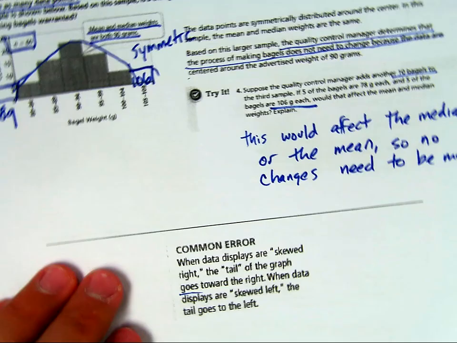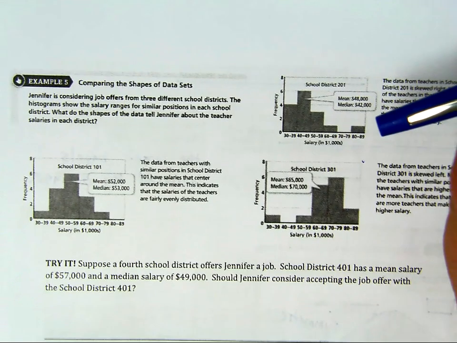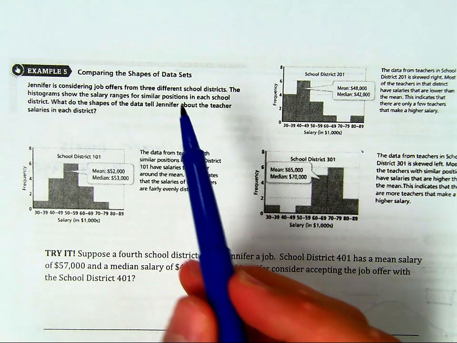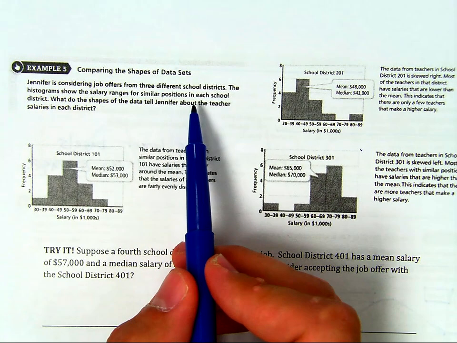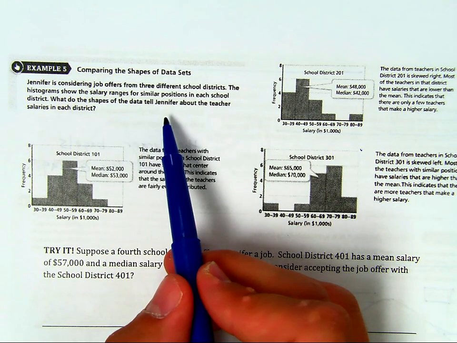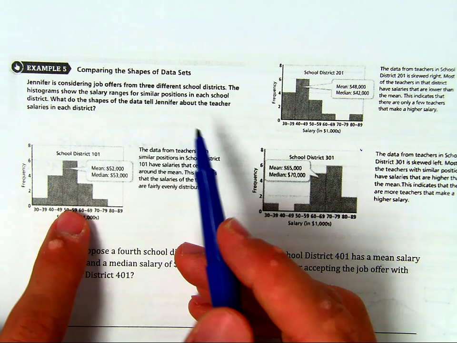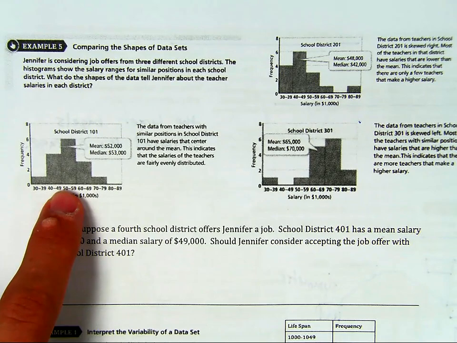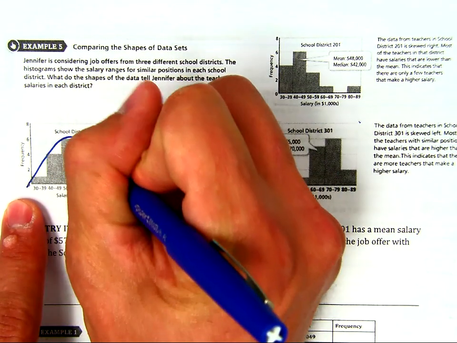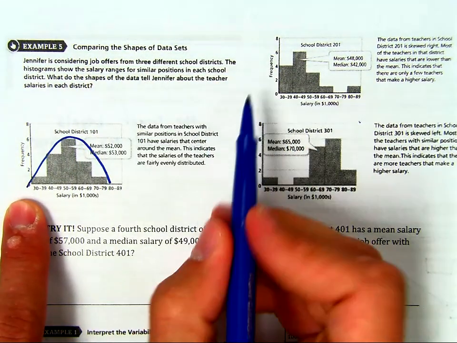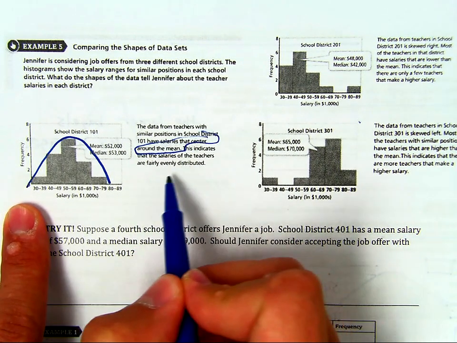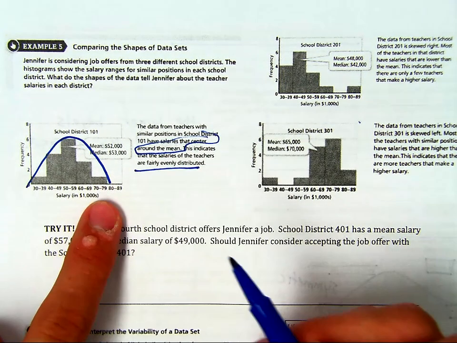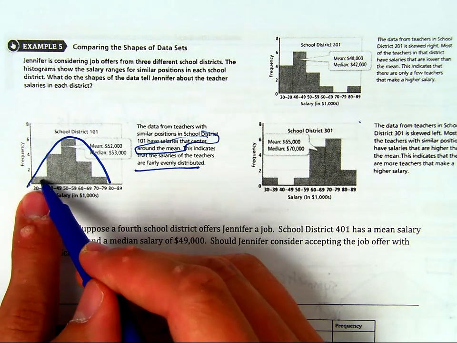All right. Okay, and last example, we're just going to talk about this real quick. Jennifer is considering job offers from 3 different school districts. The histogram shows the salary changes for similar positions in each school district. What do the shapes of the data tell Jennifer about the teacher salaries? So this one right here, okay, we can see that it is fairly symmetric. Okay, so they center around the mean. This indicates that the salaries of the teachers are fairly evenly distributed. Okay, so you got your newer teachers, you got your older teachers, and you got the majority of your teachers here in the middle.